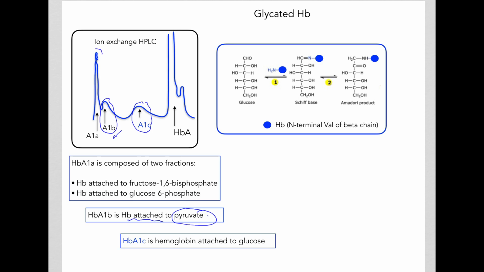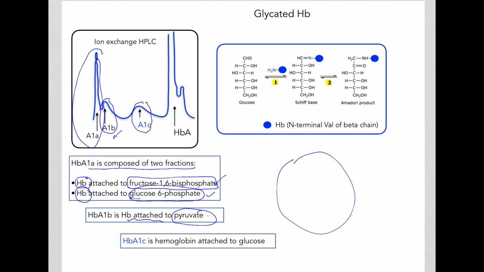Now A1a, this peak here, is composed of 2 fractions. One is hemoglobin that is attached to fructose 1,6-bisphosphate, which, as you recall, is an intermediate of glycolysis, and the other is hemoglobin attached to glucose 6-phosphate, another intermediate of glycolysis. Remember, there's a lot of glycolysis going on in red blood cells.